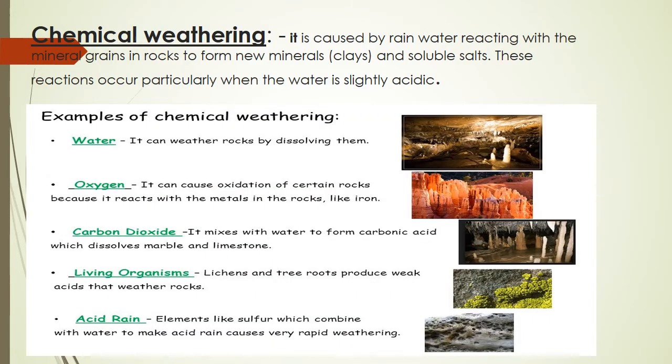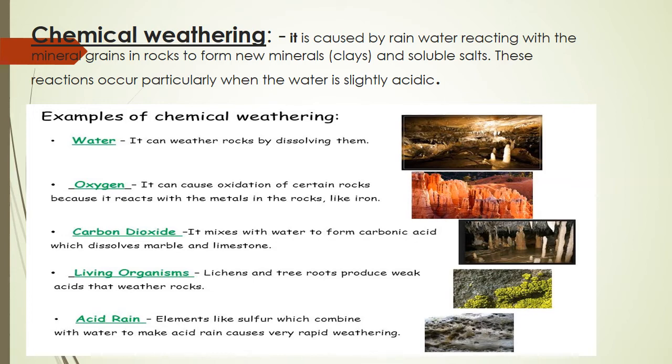Chemical weathering is caused by rainwater reacting with the mineral grains in the rock to form new minerals, that is clay, and soluble salt. These reactions occur particularly when the water is slightly acidic. Whenever water reacts with the minerals present in the rock, it tries to make a new mineral, a new material. Because of that, some acids are created, some reactions occur, a new rock is created, and the color of the rock also changes.